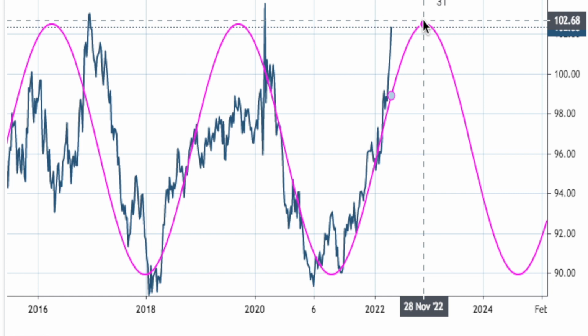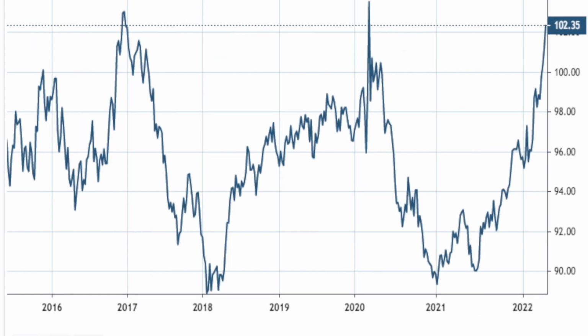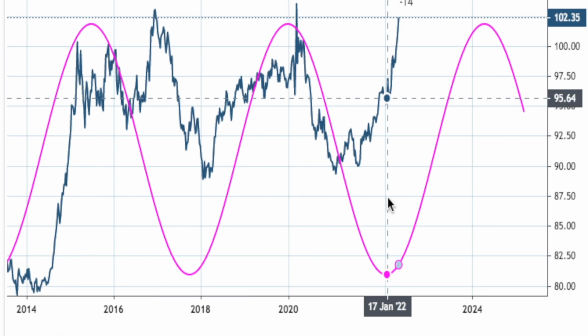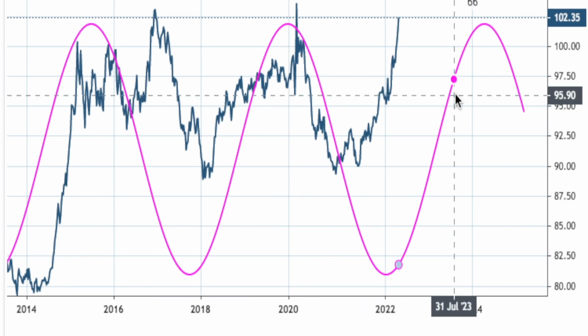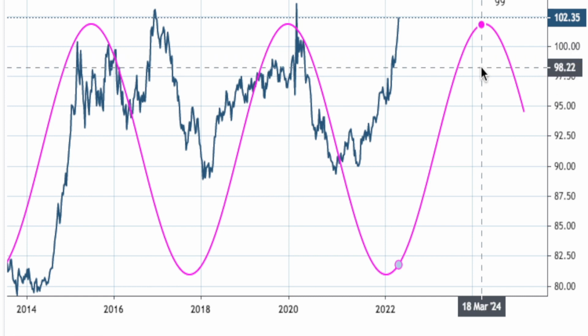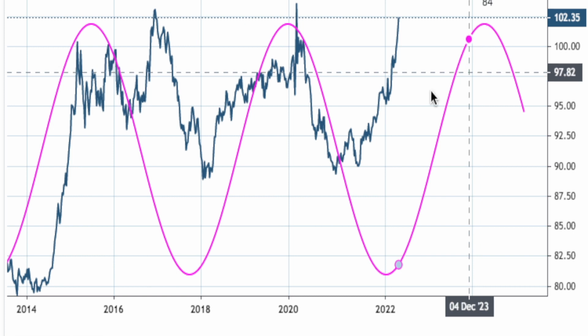Next up will be the 235 cycle, which is this one right here. You can see that this one just bottomed out in January of 2022, and now it's in an upward cycle, projecting for a peak somewhere around the first week of April of 2024. So the cycles are in favor of the dollar going higher, if these cycles continue becoming strong.